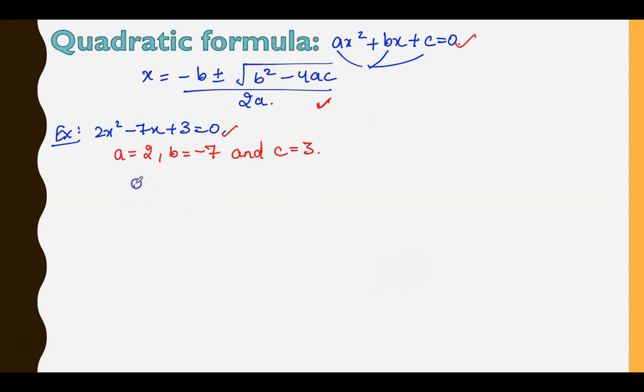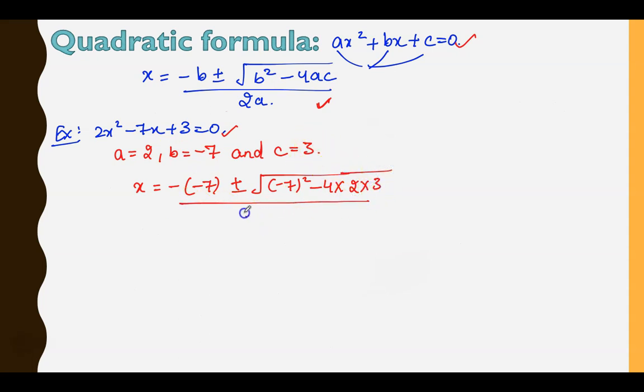So यहाँ से मुझे क्या मिलेगा, that is x is equals to minus b, that is minus 7 plus minus square root of now b square. What is b square? Minus 7 का square minus 4 into a is your 2 and c is your 3 upon what we have 2 into a. So what is your a? If you observe, your a is 2.